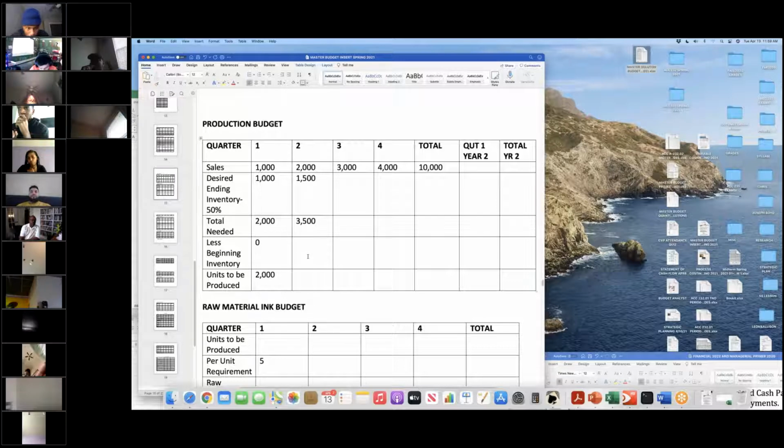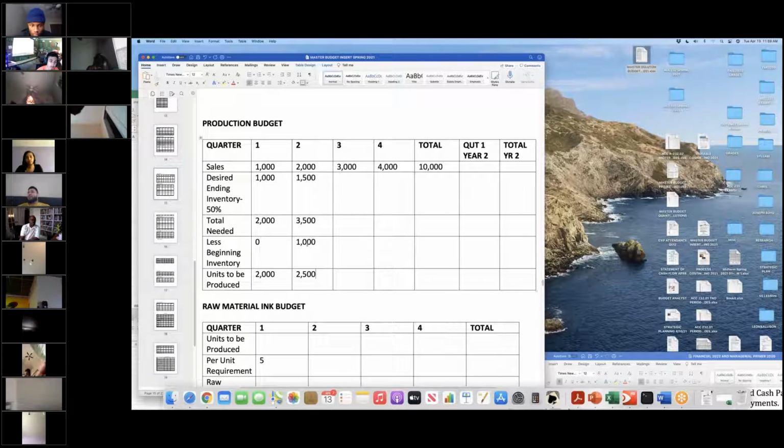Less beginning inventory. Well, we got a beginning inventory over here of 1,000, so that comes over. So 2,500 becomes what you're going to... Where'd you get that beginning inventory number from? Because you produced it the first quarter. You produced what you sold, 1,000, but you produced 2,000. So your ending inventory for the first quarter becomes your beginning inventory for the next quarter.